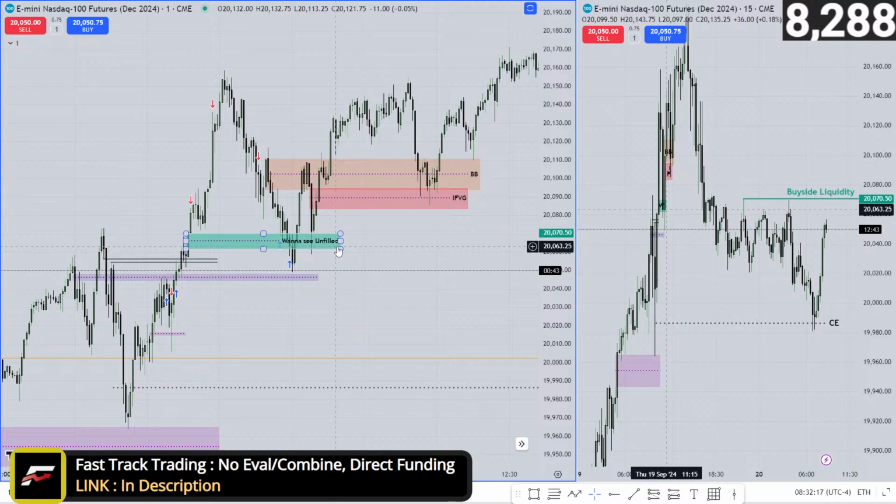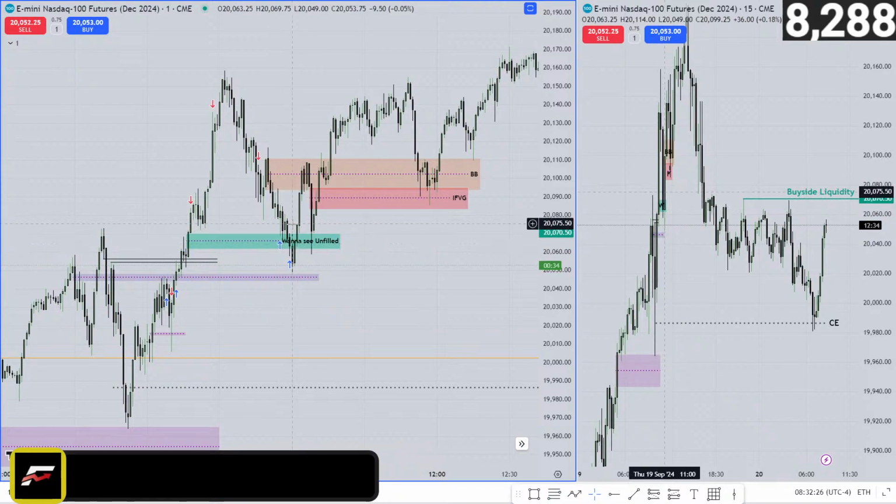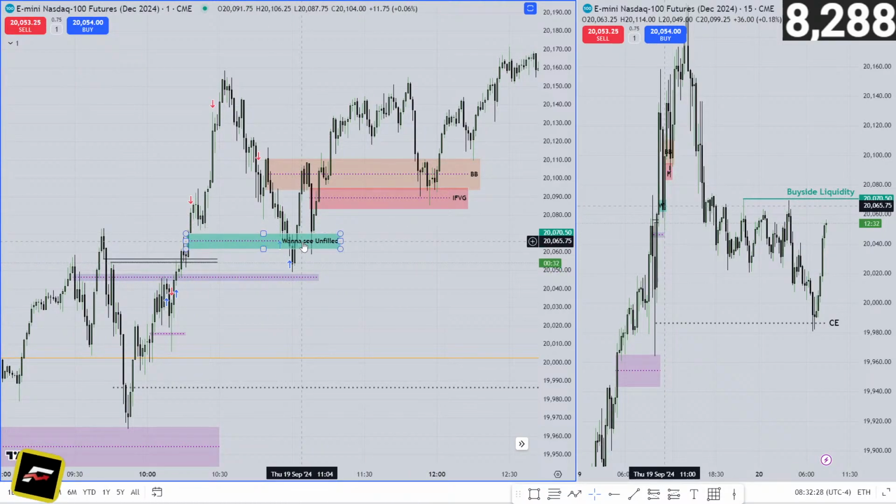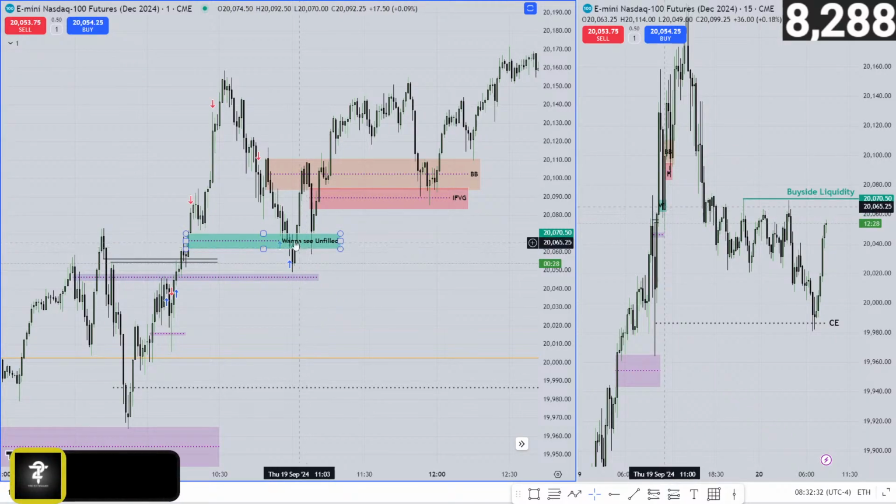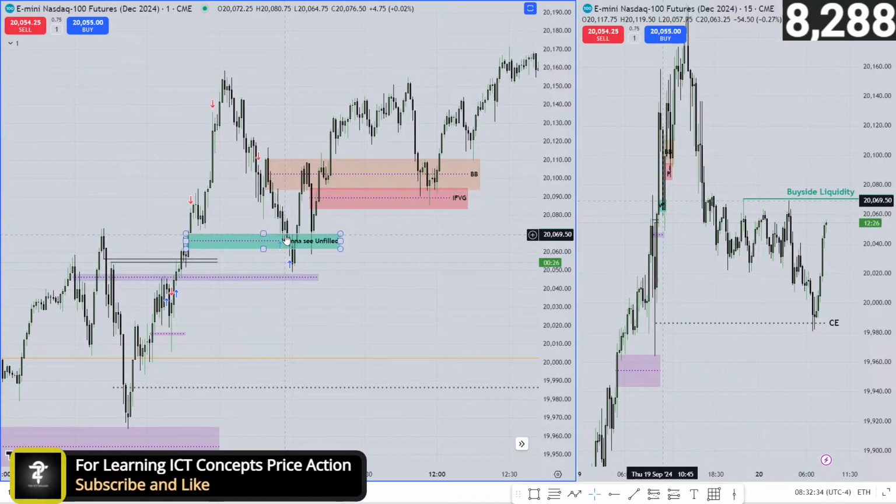I talked about this fair value gap and I said that if it is fully closed, then I will start to look for the breaker block. My intention was to see whether it can close this unfilled fair value gap or not. That's why I put my target just below it, and I took the partial at the top of this unfilled fair value gap, then hit the target.